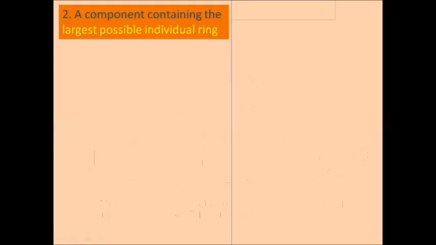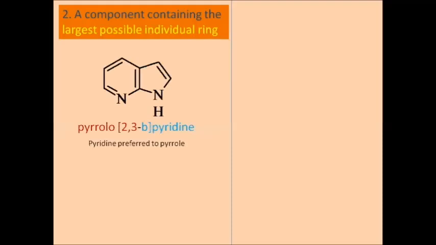Another rule is that a component containing the largest possible individual ring. In this, pyridine ring and pyrrole ring are fused together. Pyridine has a 6-member ring and pyrrole has a 5-member ring. So we will give the preference to the pyridine ring. So pyridine is the basic ring and pyrrole is the substituent ring. So the IUPAC name will be pyrrolo[2,3-b]pyridine.